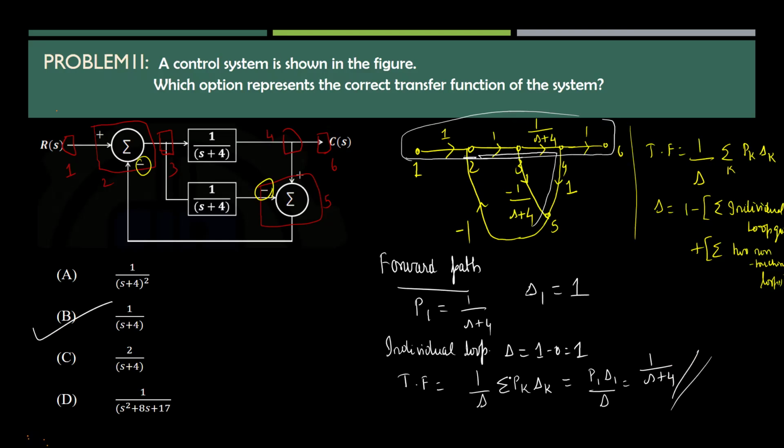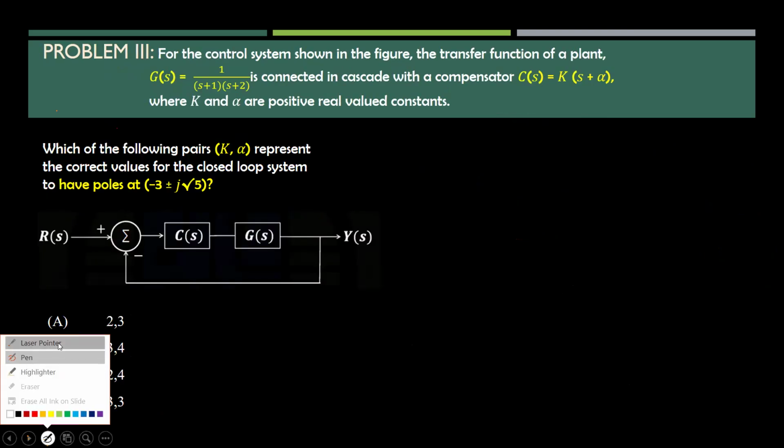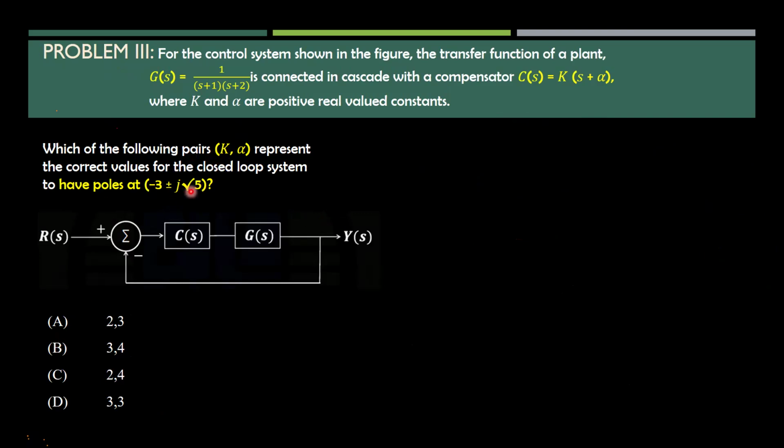Let me move to the next problem. This problem is taken from the topic compensators, design of compensators. For the control system shown in the figure, the transfer function of a plant is given. It is connected in cascade with a compensator. The compensator function is given, where k and alpha are positive real valued constants. Which of the following k, alpha represent the correct values for the closed loop system to have the given poles? So the poles are also given. We need to find the constants.